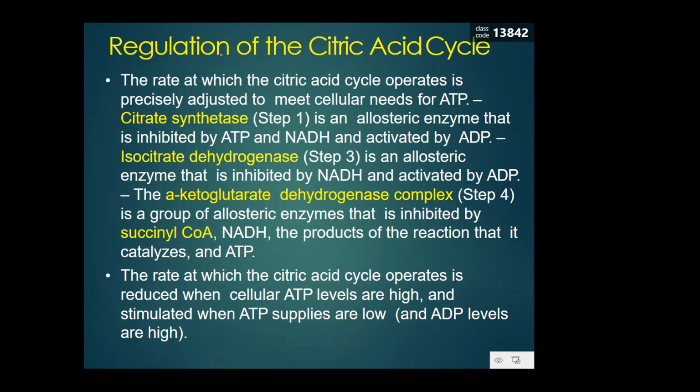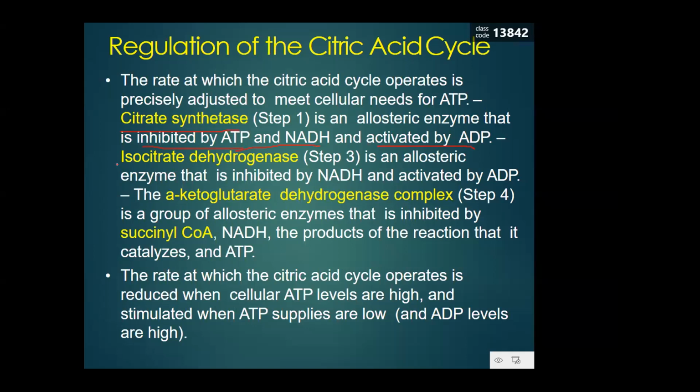Okay, proceed tayo. So how does citric acid cycle or TCA cycle being controlled or regulated? At the first step, there is an enzyme we call citrate synthetase. Okay, citrate synthetase. Ano ang description sa kanya? It is inhibited by ATP and NADH and activated naman siya ng ADP. Okay? Inhibited by ATP and NADH, activated by ADP.